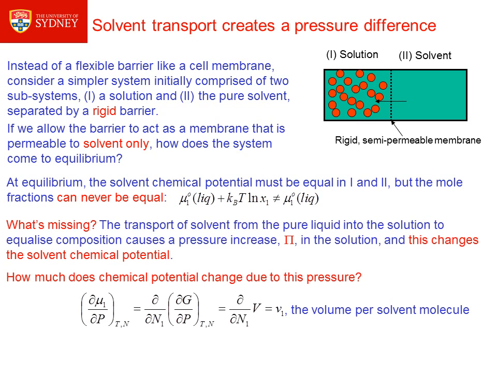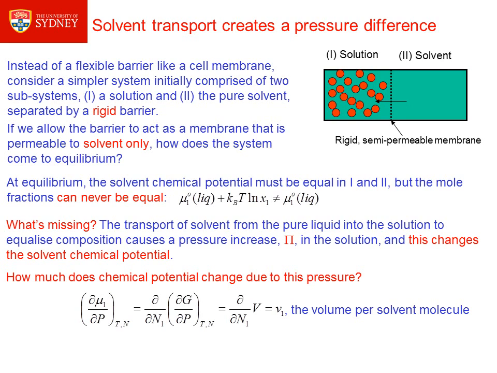What's missing from this is that the transport of solvent from the pure liquid into the solution, to try to equalize chemical potentials, to try to equalize mole fractions, causes a pressure increase, which we denote by capital Pi, in the solution side in subsystem 1. And this changes the solvent chemical potential in subsystem 1.